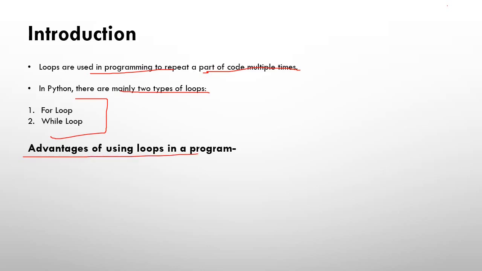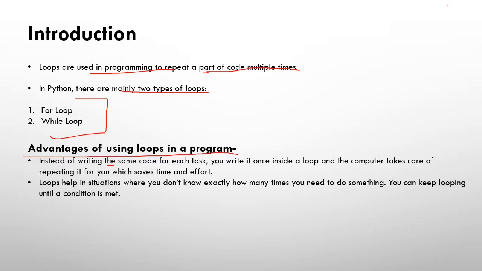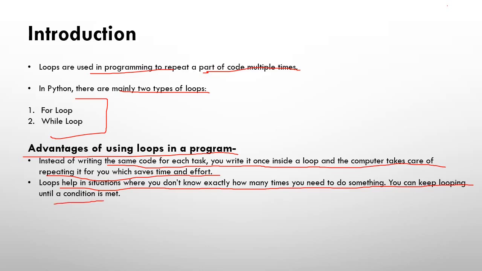Advantages of using loops in a program. Instead of writing the same code for each task, you write it once inside a loop, and the computer takes care of repeating it for you, which saves time and effort. Loops also help in situations where you don't know exactly how many times you need to do something. You can keep looping until a condition is met.